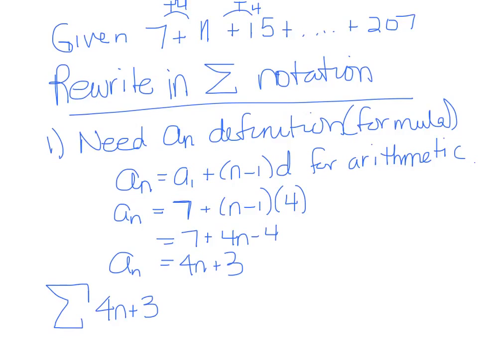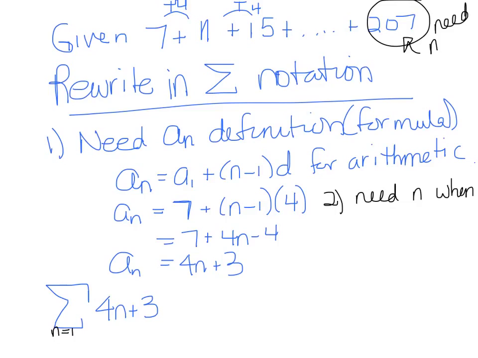So I've got that. On the bottom, I'm going to start with n equal 1. And then I have to figure out what is the maximum number of n. So I need the n for this term right here. What number term is that? It's not the first, second, or third, and it's probably not the fourth or fifth, but we've got to figure out which is the n value. So number 2, I need the n when an is equal to 207.